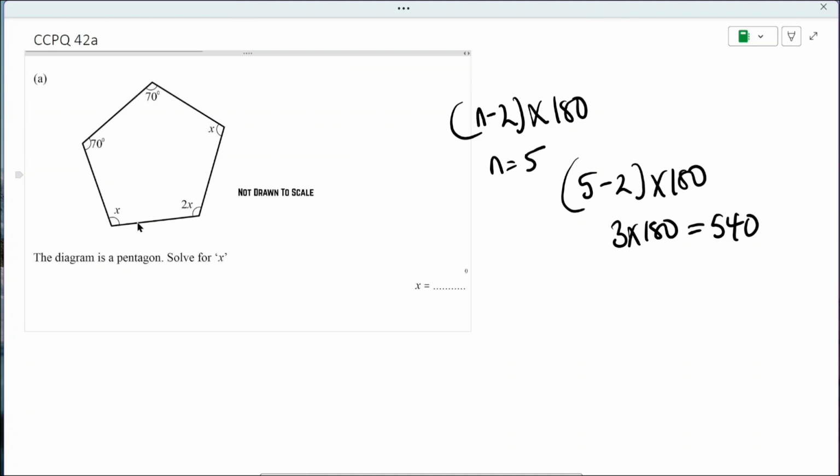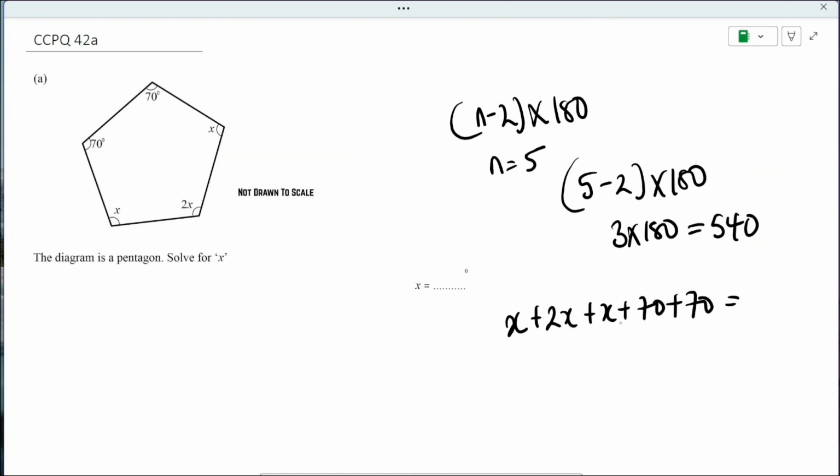Be it a regular pentagon or an irregular pentagon, the sum of interior angles is always the same. If you don't have it in your memory, you can solve for it. We then go to the next step where we say x plus 2x plus x plus 70 plus 70 should equal 540, which is the sum of the interior angles of a pentagon.